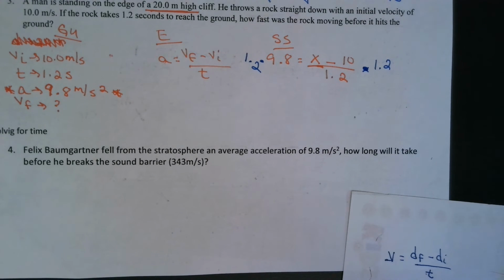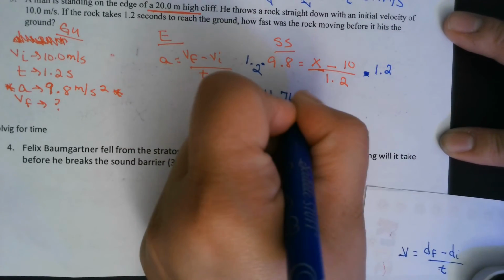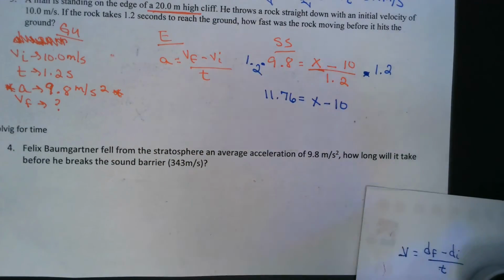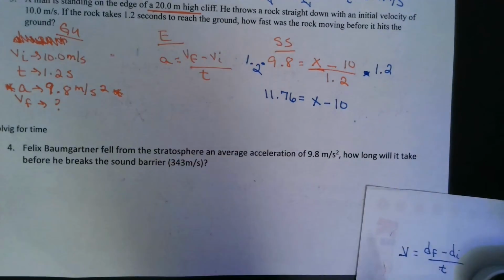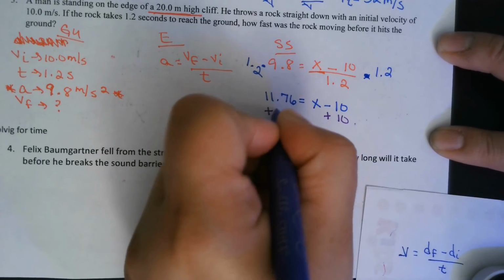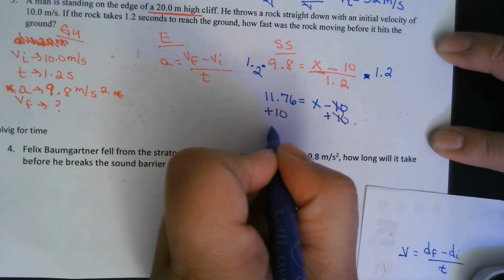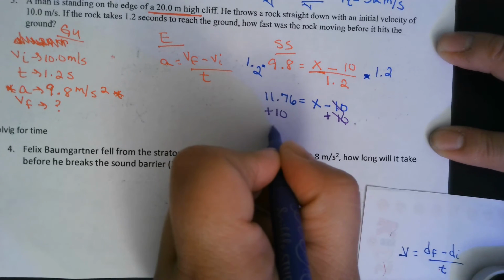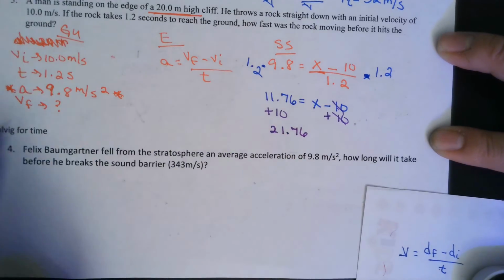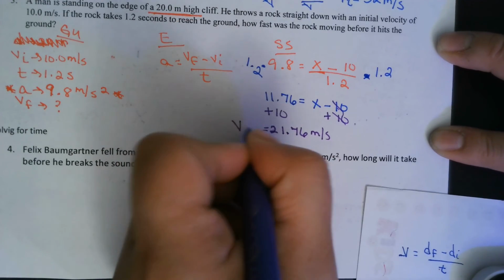So 9.8 times 1.2 is 11.76. So 11.76 equals X minus 10. And then this is simple. You add 10 to both sides. Anytime that you have a subtraction, then you do the opposite, which would be addition. And 10 plus 11.76 would be 21.76. And this was a velocity, so it's meters per second. And now I know my final velocity.